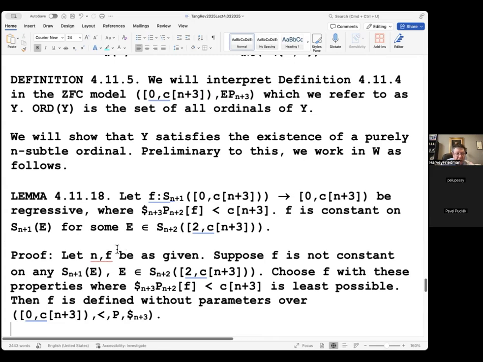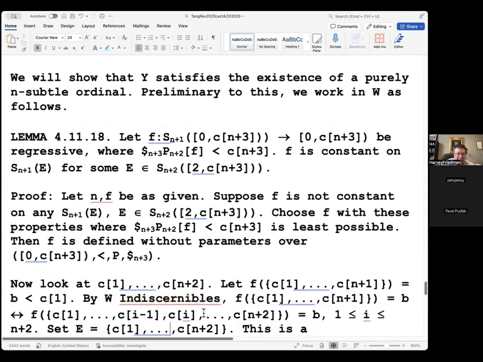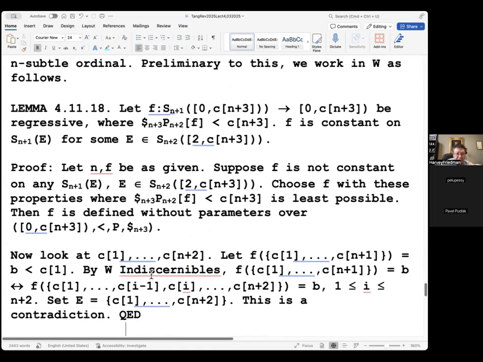Okay, so the idea is, suppose f is not constant on any such thing, then we choose an f with these properties such that it's least possible. We can find a definable one, and then f is defined without parameters over here. And now we can just look at C1 through Cn plus 2, and they're going to be the answer to the large cardinal statement that we want.